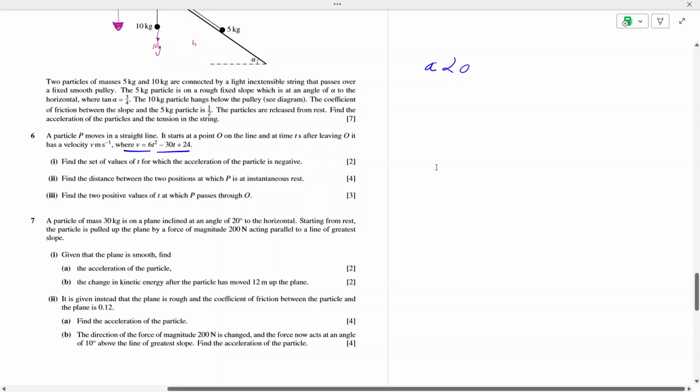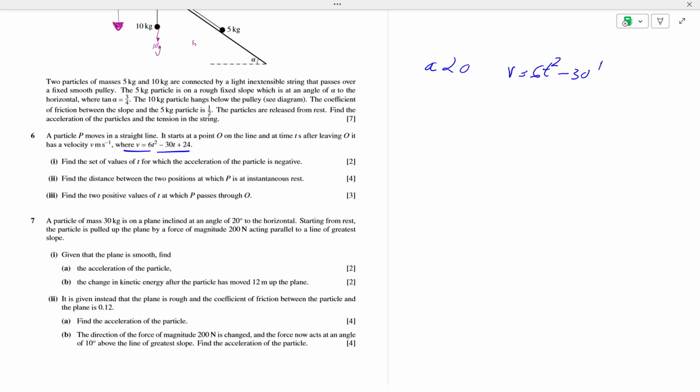So the first thing that we need to find is the acceleration itself, right? Since we have just the equation for velocity. It says velocity is equal to 6t squared minus 30t plus 24, right? And we know that dv/dt, the rate of change of velocity, is equal to the acceleration. So we can just differentiate that. When we differentiate that, we get 12t, right? We multiply by the power and then subtract one from the power: 12t minus 30, right?